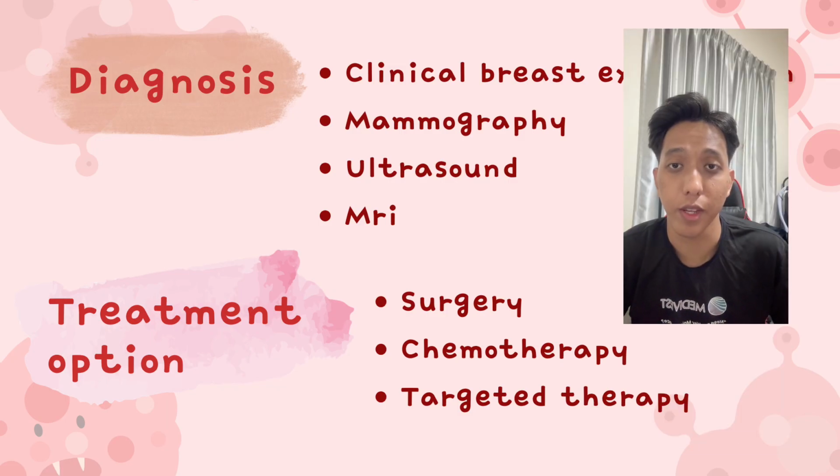Next is the treatment of breast cancer. Depends on several factors such as stage of the cancer, tumor size, and the patient overall condition. Common treatment options include surgery, chemotherapy, and targeted therapy. Surgery involves removing the tumor or affected breast tissue. Chemotherapy use anti-cancer drugs to destroy rapidly dividing cancer cells. And the last one is targeted therapy. It is used to specifically attack cancer cells with certain receptors while minimizing damage to normal cells. And targeted therapy is considered the most expensive one.